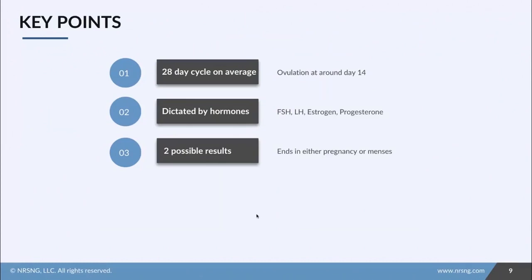Let's look and review these key points to remember. So remember, it is a 28-day cycle, and ovulation is occurring around day 14 of this cycle. It is dictated by hormones, and our hormones are FSH, LH, estrogen, and progesterone. And then there's two possible results. We either have a pregnancy occur or menses occur.